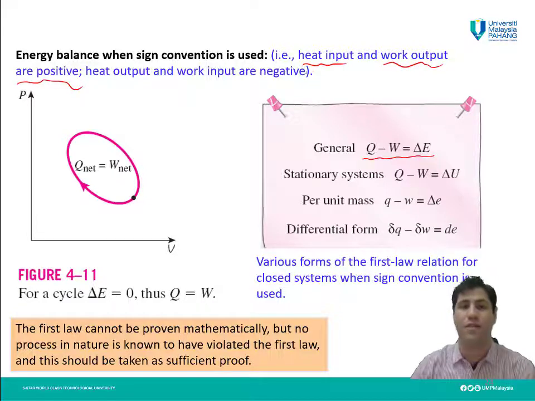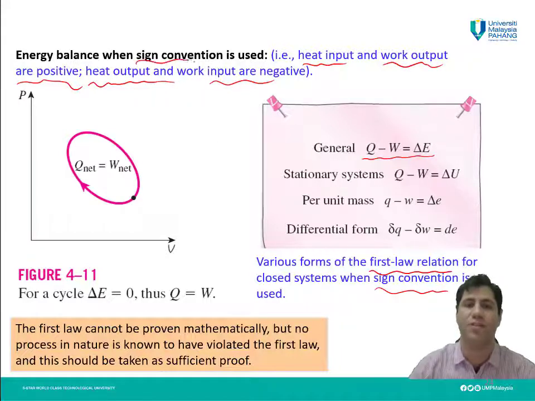This is a very important assumption, and we need to consider this phrase in our assumption when we are going to solve an equation, any problem related to the closed system, especially. And also heat output and work input are negative. This is just our assumption for simplification of our calculation. And as you can see here, we have different forms of the first law relation, or that energy balance equation, for a closed system when sign convention is used.